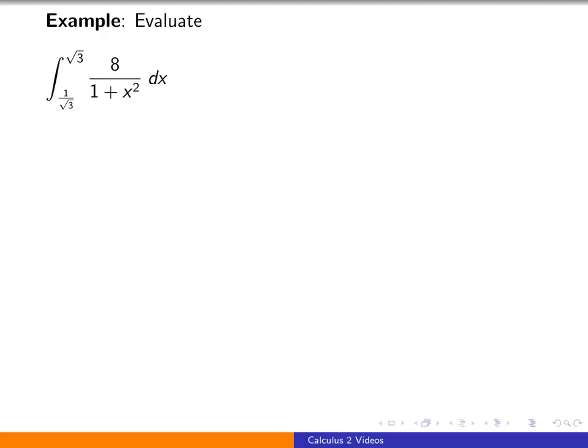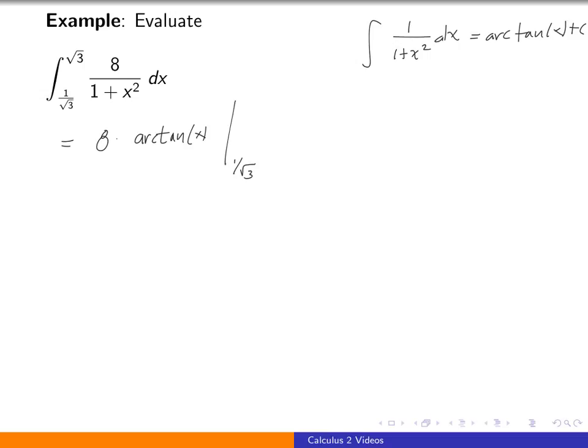So let's evaluate the definite integral. And as a reminder, looking at the form here, 1 over 1 plus x squared has the antiderivative of arctangent plus a constant. So for us, we can think of pulling out 8, and what remains is the antiderivative of 1 over 1 plus x squared, so arctangent. And we're evaluating here from 1 over root 3 to root 3.